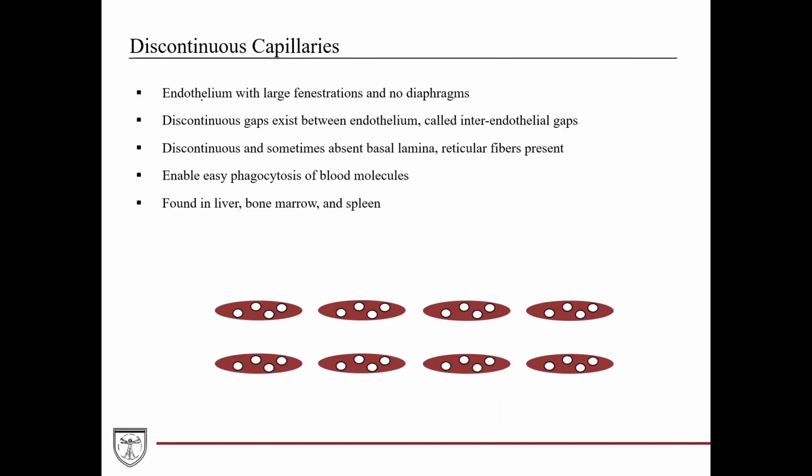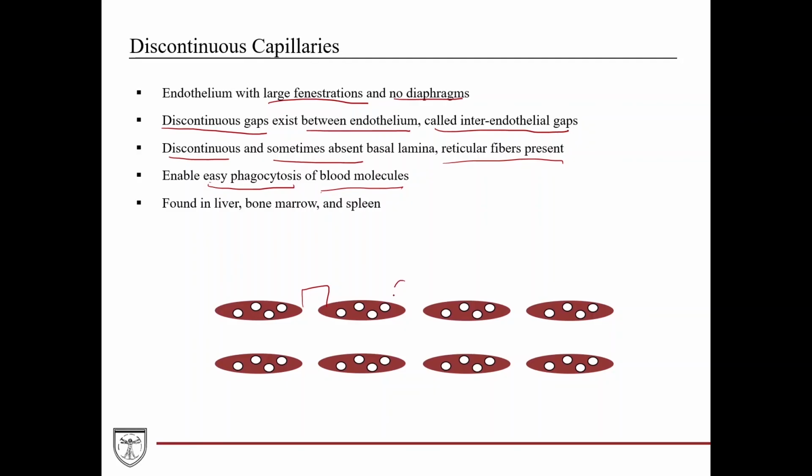Discontinuous capillaries, these are endothelium with large fenestrations. You can see this here. And then no diaphragms. They also have these discontinuous gaps that exist between the endothelial cells, and you can see that here. These are called interendothelial gaps. And again, these are found in places where it's important to really allow the blood to just freely exchange with the tissue within the organ. The basal lamina itself is often discontinuous and sometimes even absent. You do have reticular fibers present. What this does is it enables easy phagocytosis of blood molecules.